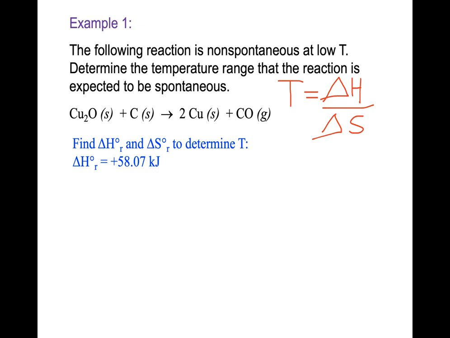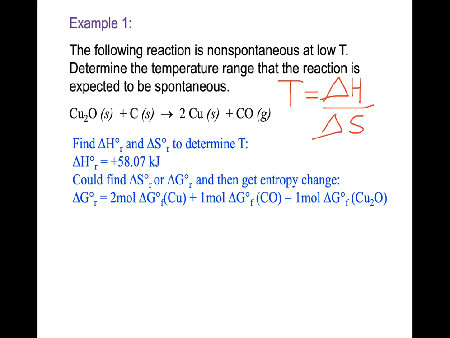Similarly, we could do the same thing for delta S: find the standard molar entropies of our products minus the reactants and find delta S. But I wanted to show you another way we could do this. If we didn't have all the entropies we needed, we could find delta G and then get the entropy change. So let's go through that process.